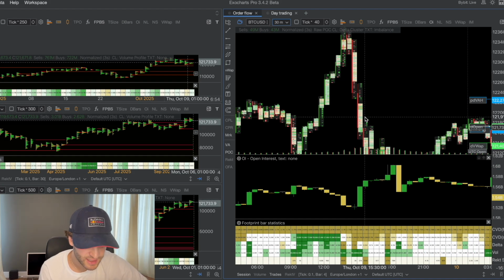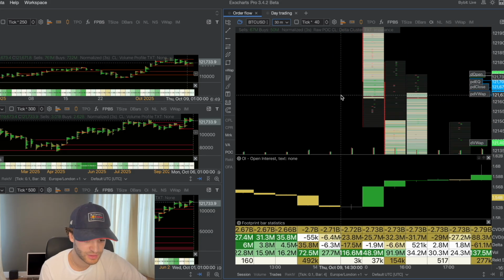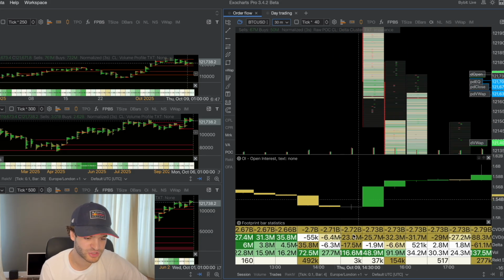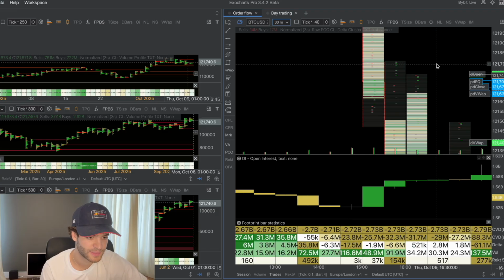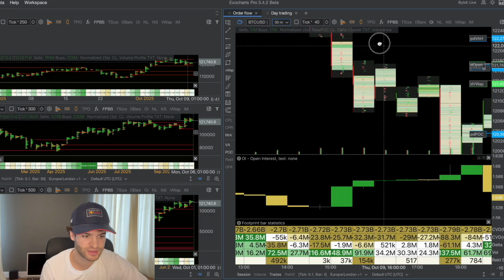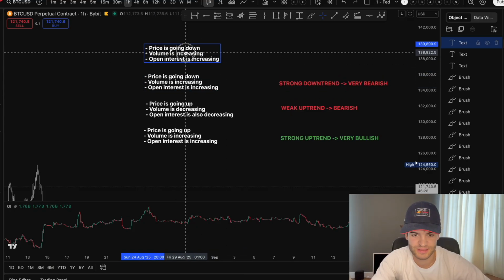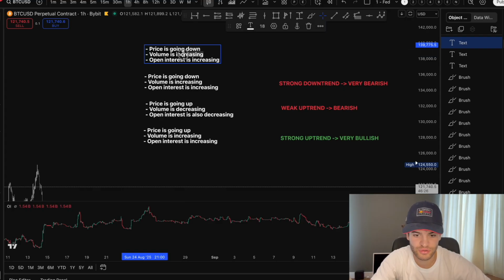And then it starts once again. Open interest increasing, price going down. Let's look at the volume. Very high volume. Eventually I'll teach you about delta. That also really helps. So yeah, this will help you understand how strong the trend is and to avoid taking stupid trades.